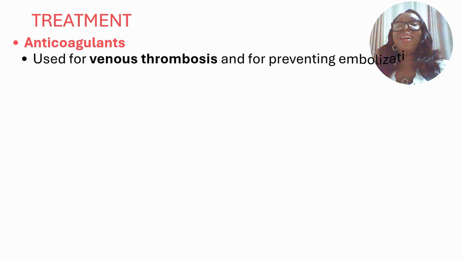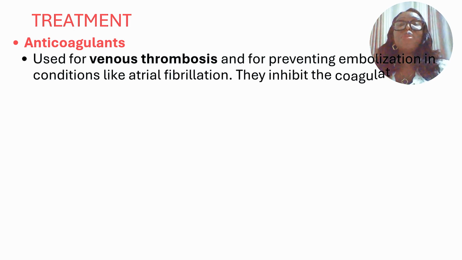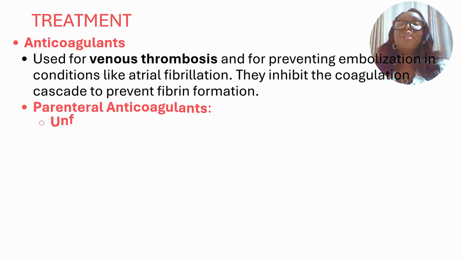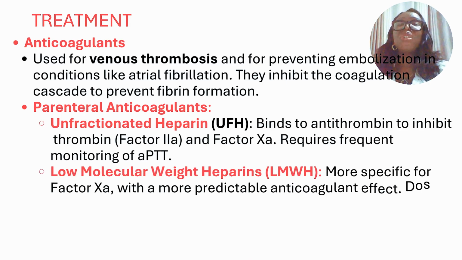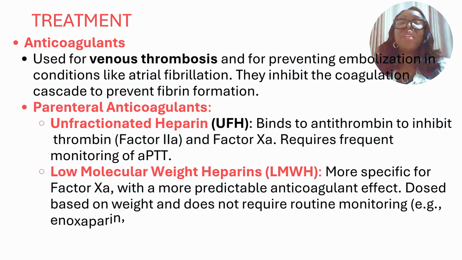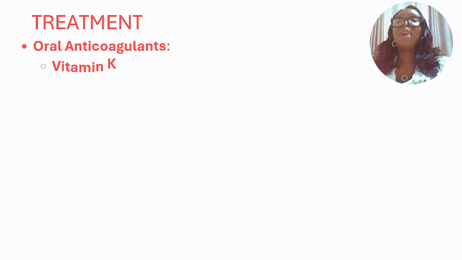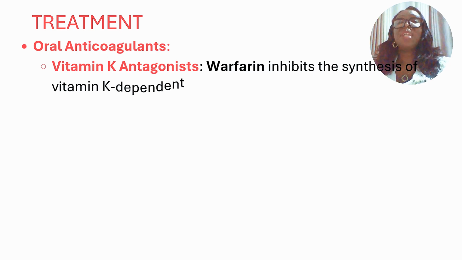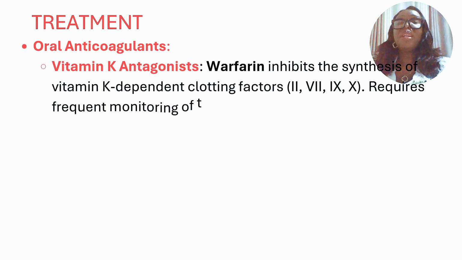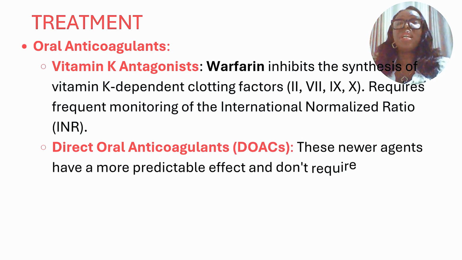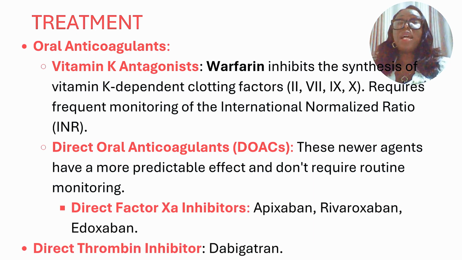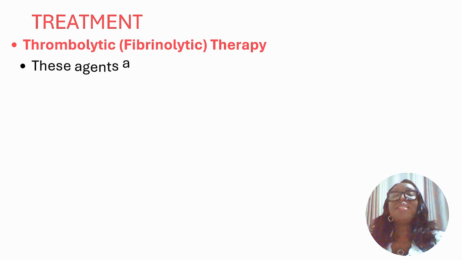Anticoagulants are mostly used in venous thrombosis, and in preventing emboli in conditions like atrial fibrillation. They inhibit the coagulation cascade to prevent fibrin formation. You can have parenteral anticoagulants like unfractionated heparin and low molecular weight heparin. Then we have oral anticoagulants like the vitamin K antagonist, warfarin. Then direct oral anticoagulants are newer agents that have a more predictable effect and don't require routine monitoring. We have direct activated factor 10 inhibitors and also direct thrombin inhibitors. And then we have thrombolytic therapy or fibrinolytic therapy.